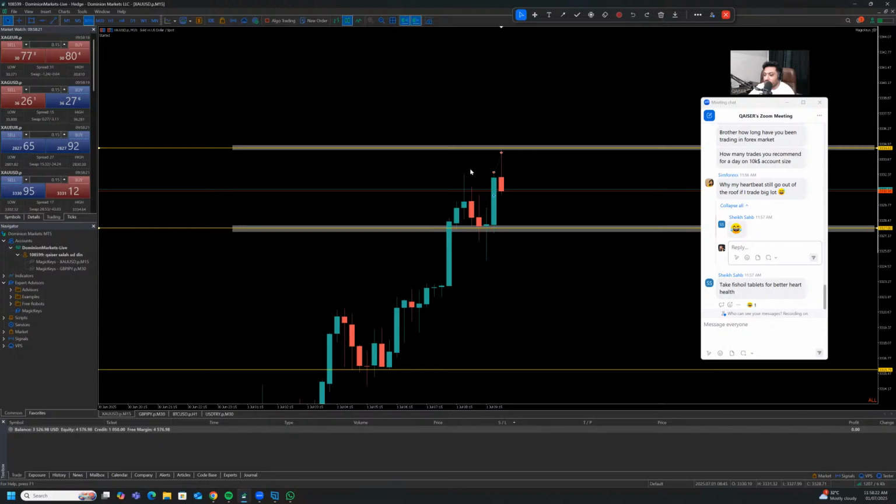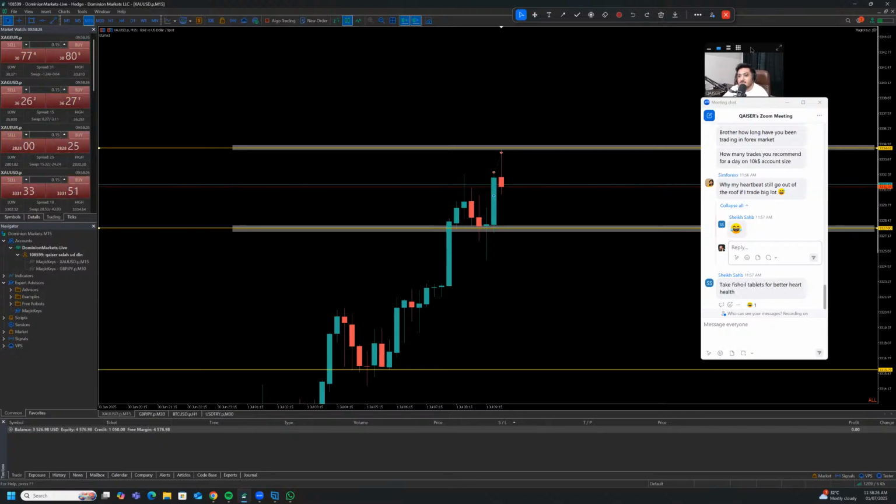Which drawing tool are you using? It's a function of, I would say, Zoom. Yeah, it's a function of Zoom actually.